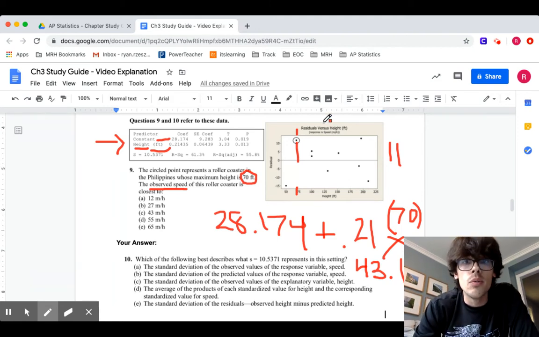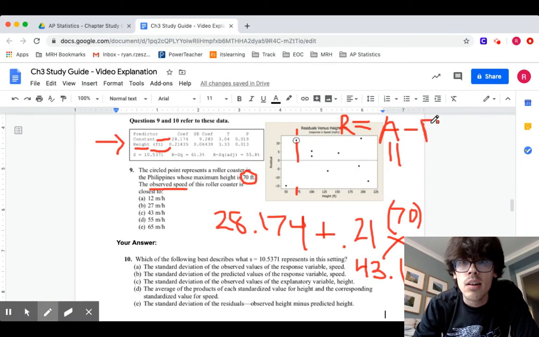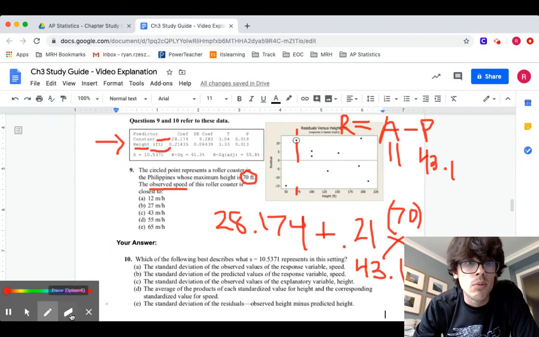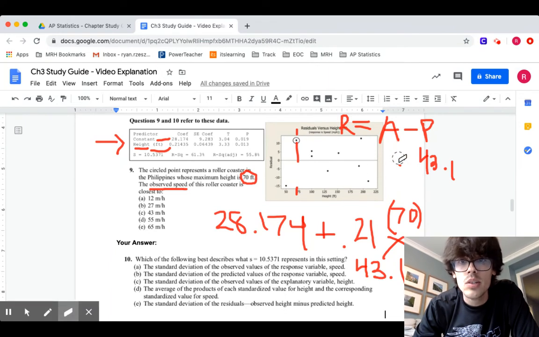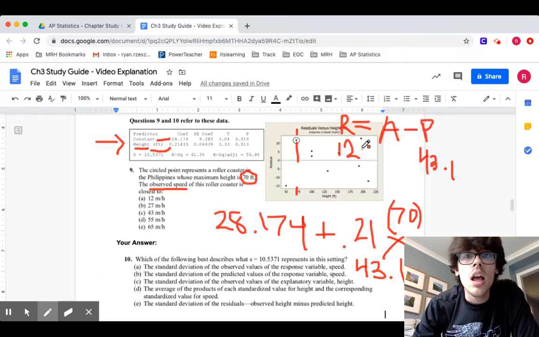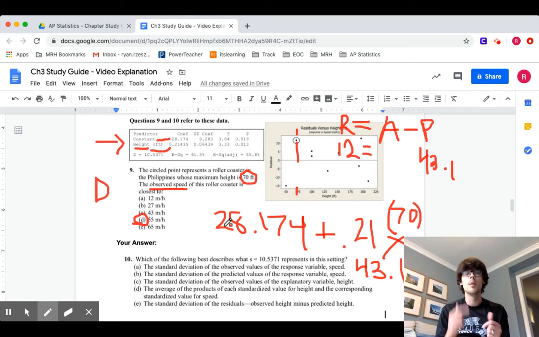The observed is going to be, so if my residual is actual minus predicted, R equals A minus P. The symbol for residual is resid, but I didn't want to write that out. I already know my predicted is 43.1. And my 11 is written in an unfortunate position right there because that's actually my residual, which goes over here. I'm going to call it 12. I would need to figure out what A is. Basically, you just add 12 to your prediction. It's going to be 55, which is choice D. Good question, because there's a lot of places you can make a mistake and get tripped up.